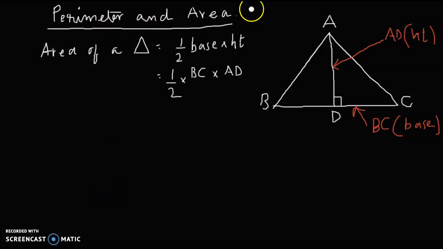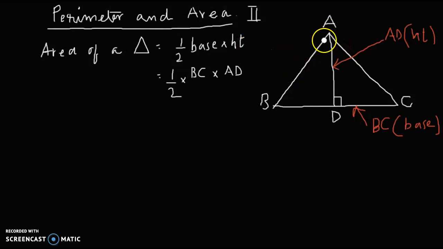Perimeter and area. This is the second part we are doing. Area of a triangle is equal to half base multiplied by height. Now what is a base and what is a height?